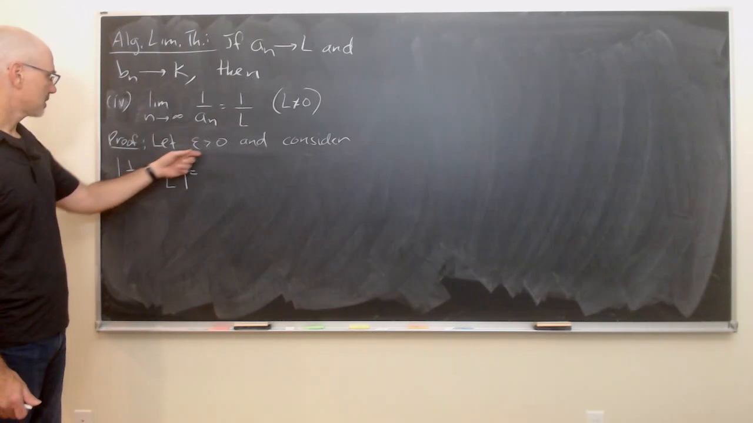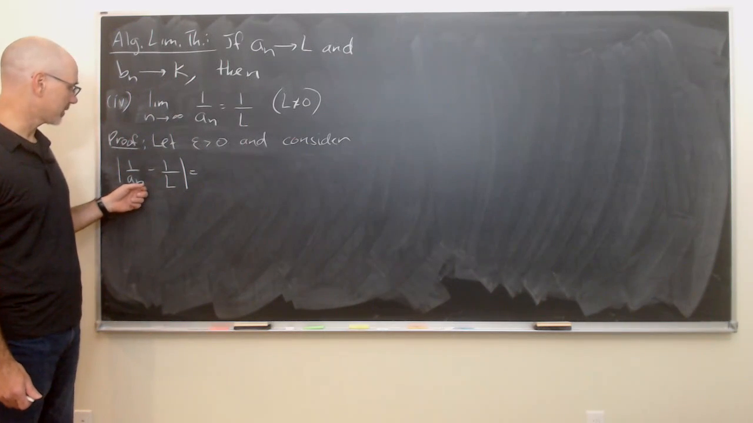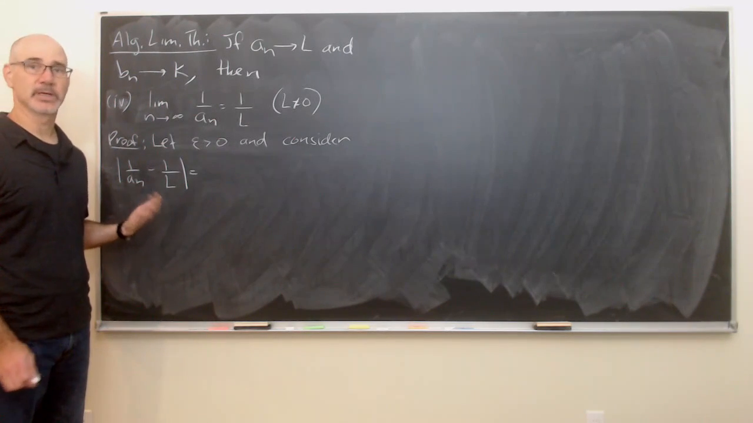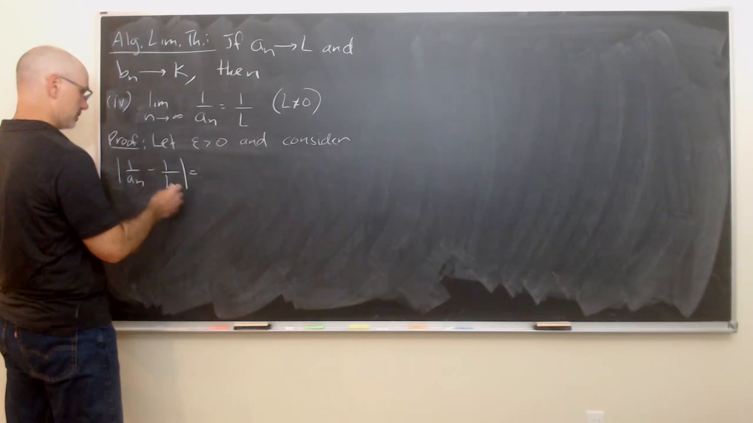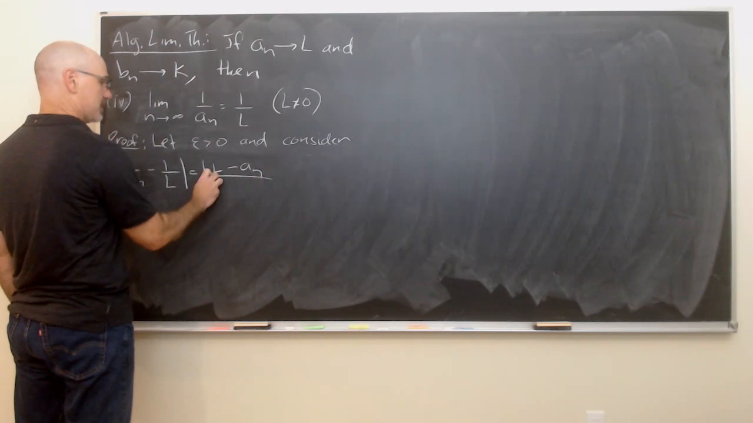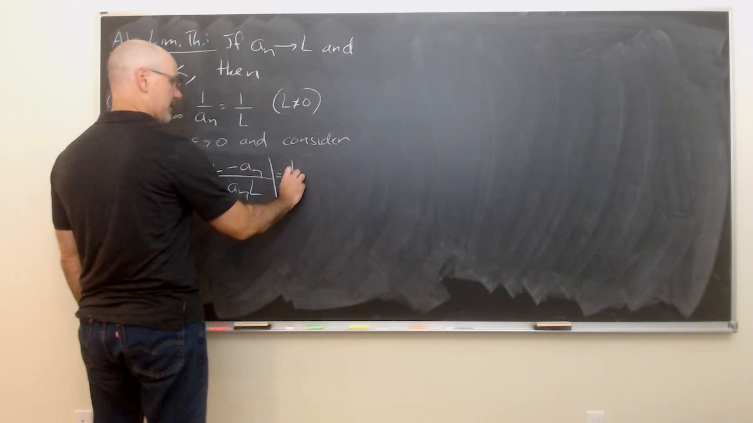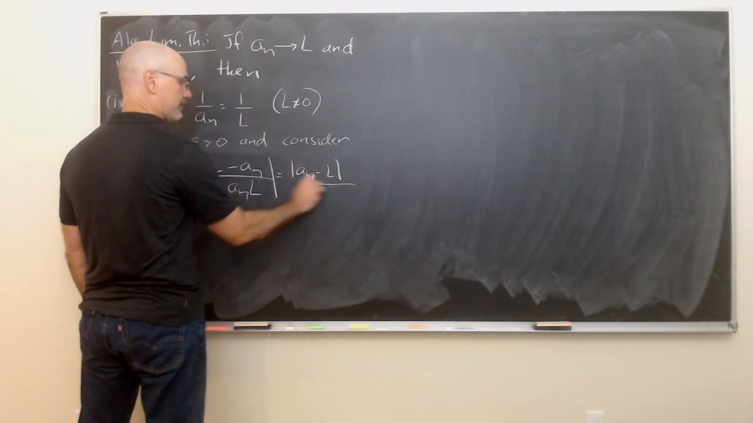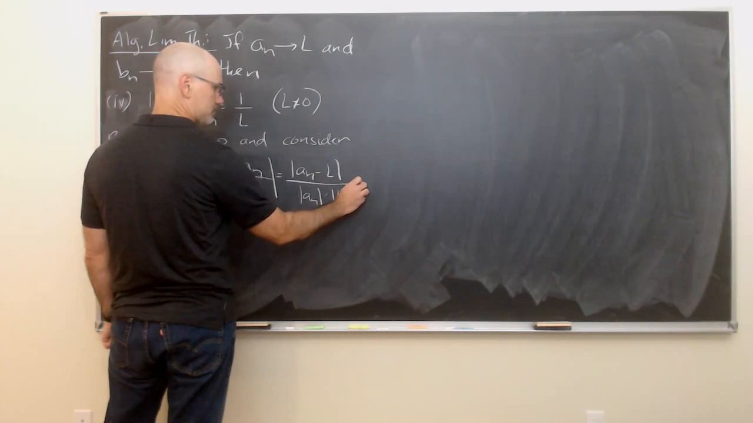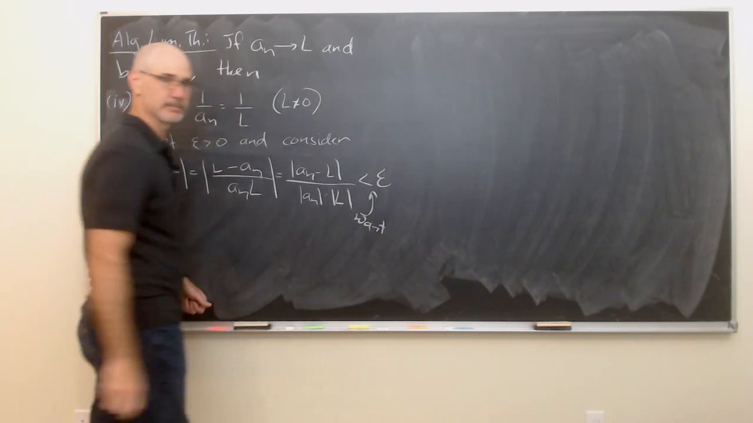So we start with an epsilon bigger than 0. That's our standard start. Consider the thing that we have to make less than epsilon, and do some algebra to reveal something we know we can control. If I do this algebra, then inside I'm going to get (L minus a sub n) over (a sub n times L). And that's the same as absolute value of a sub n minus L over absolute value of a sub n times absolute value of L. And we want to make that less than epsilon.